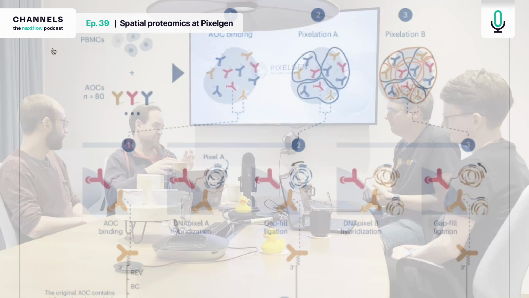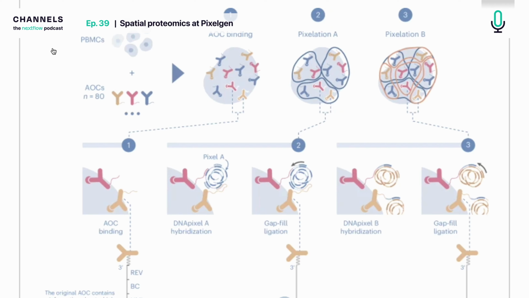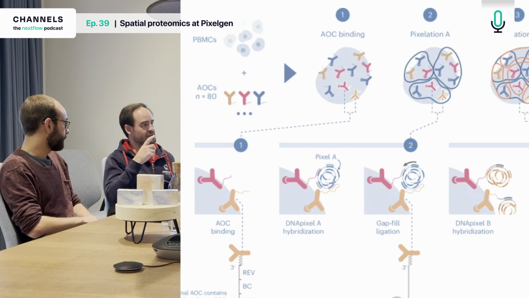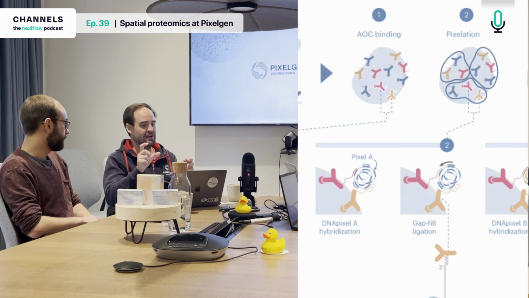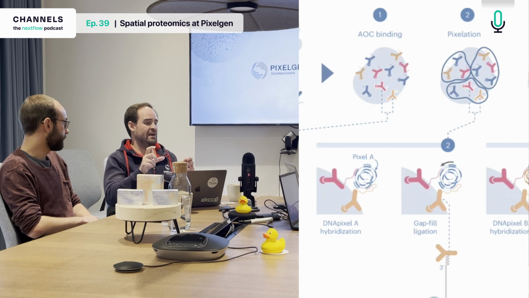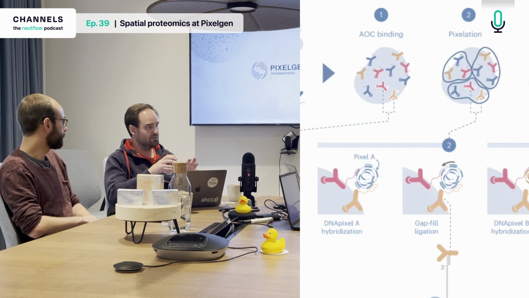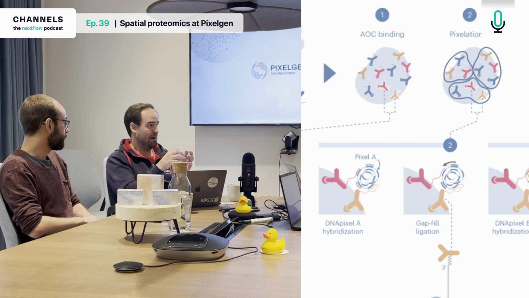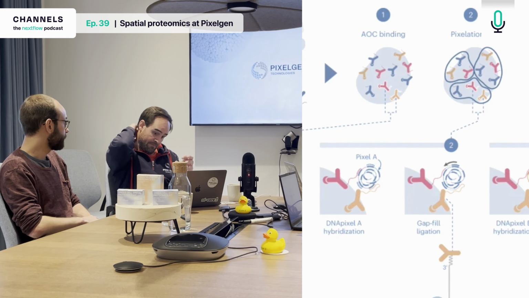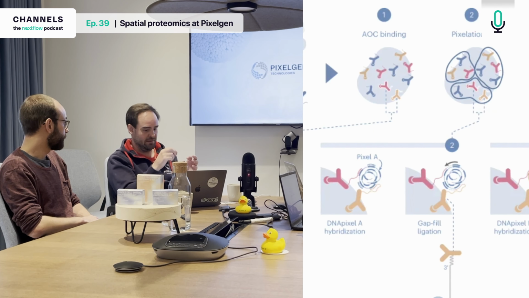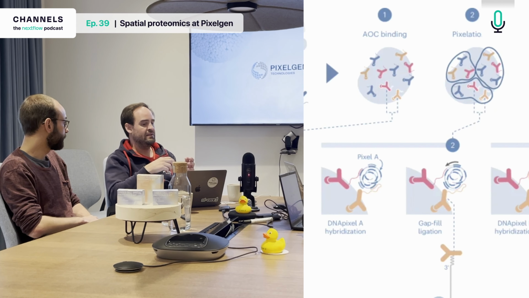Once they get fixed, after a while you have several washes in the protocol. You wash, you do the first round of pixelation, and this is what is important, the DNA pixels, which is what gives the name to the company. They are copies, concatemers of different DNA identities. And those DNA identities get transferred into this construct. They get bound to the tail of the antibody, and then they can position the antibodies in a zone.